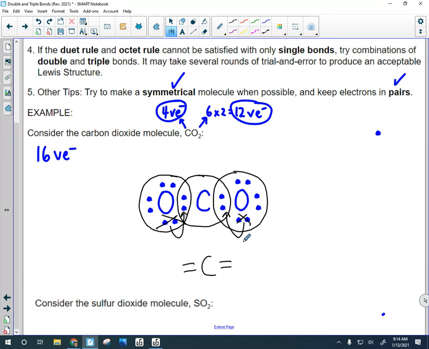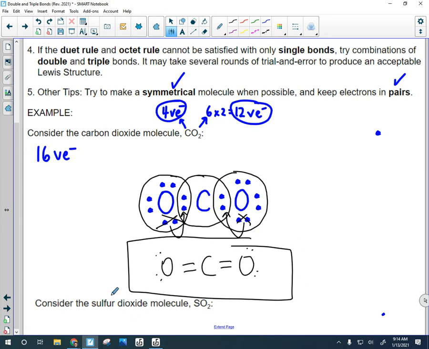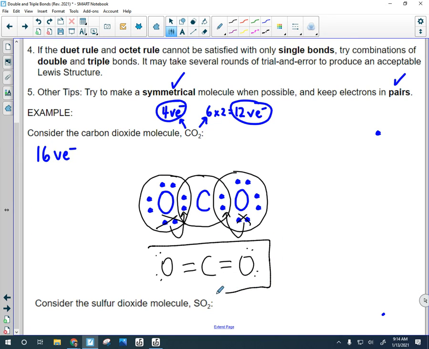And then I need to keep track of what's left. I've got my oxygen over here, my oxygen over here, 2 non-bonding, and another 2 non-bonding, 2 non-bonding, and another 2 non-bonding. That is my Lewis structure. Double bonds are required to get an octet for each oxygen and each carbon.